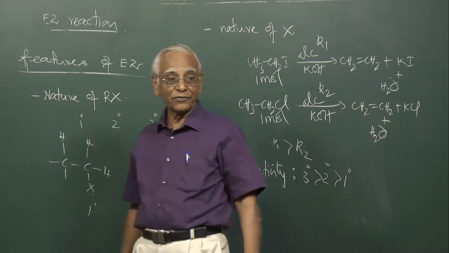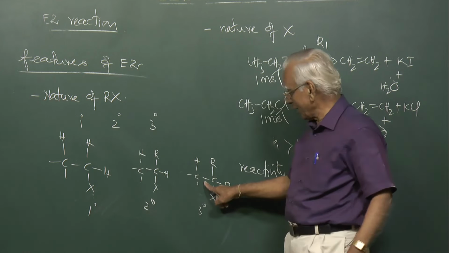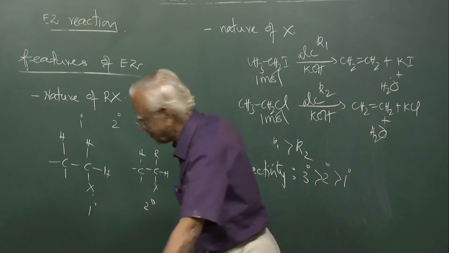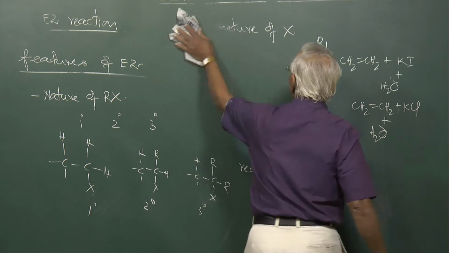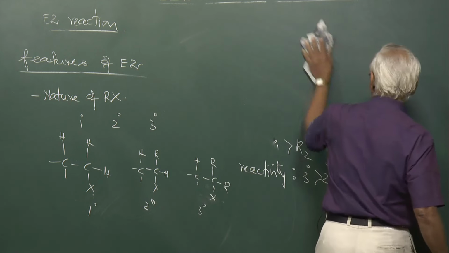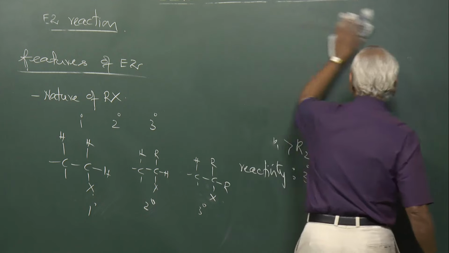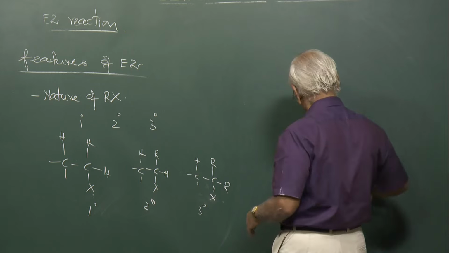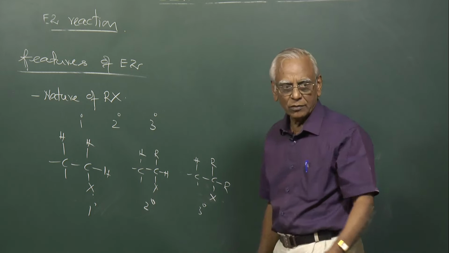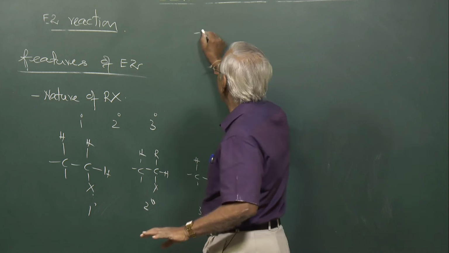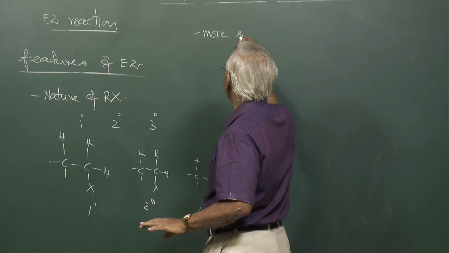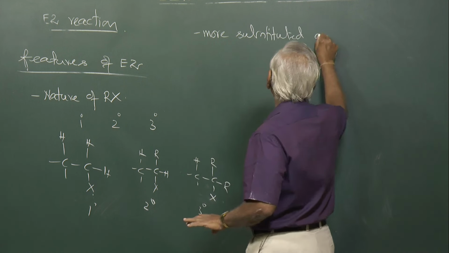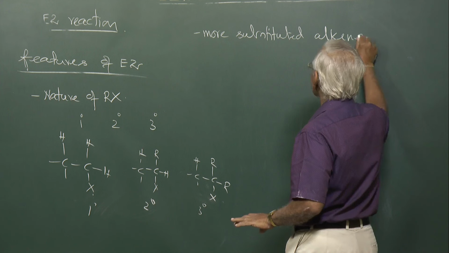Wonderful. If you are going to put a double bond here, it is a more substituted alkene. What is the general concept we have learnt earlier? More substituted alkene is more stable. More substituted alkenes are more stable.